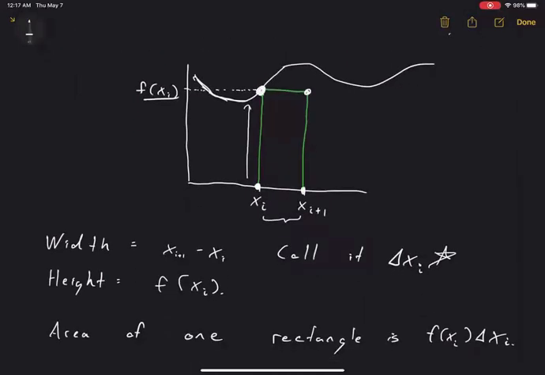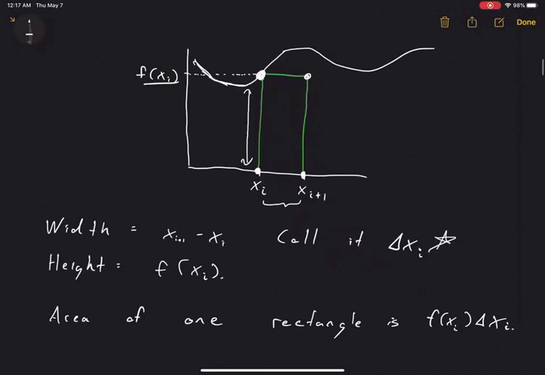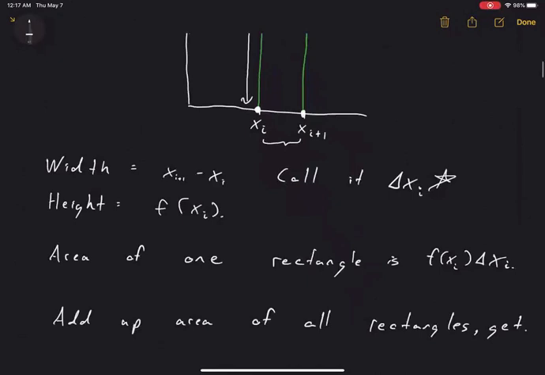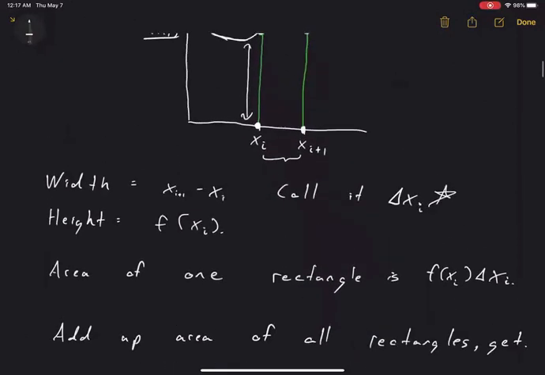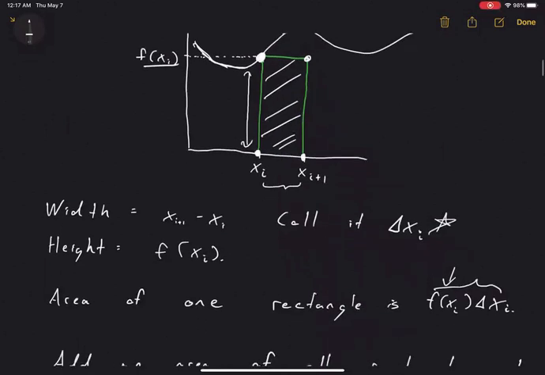So our height, just to reiterate, is this distance here, which is the height of my, or the functional value of my curve, f(xi). So now I have enough information to calculate the area of this rectangle, right? The area of this rectangle is going to be this, f(xi) times delta xi, okay? So that's the area of this one rectangle.